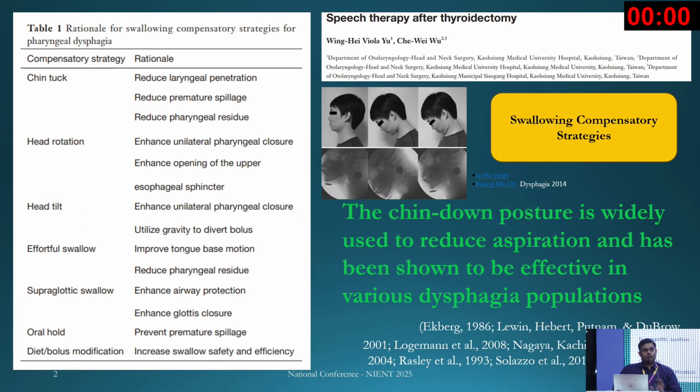One of the most common strategies used in these individuals is the Chin-Tuck procedure, which helps to improve the glottic closure as well as improve the swallowing. Out of all the other techniques, the Chin-Tuck can be used more efficiently in these individuals in the early acute phase.